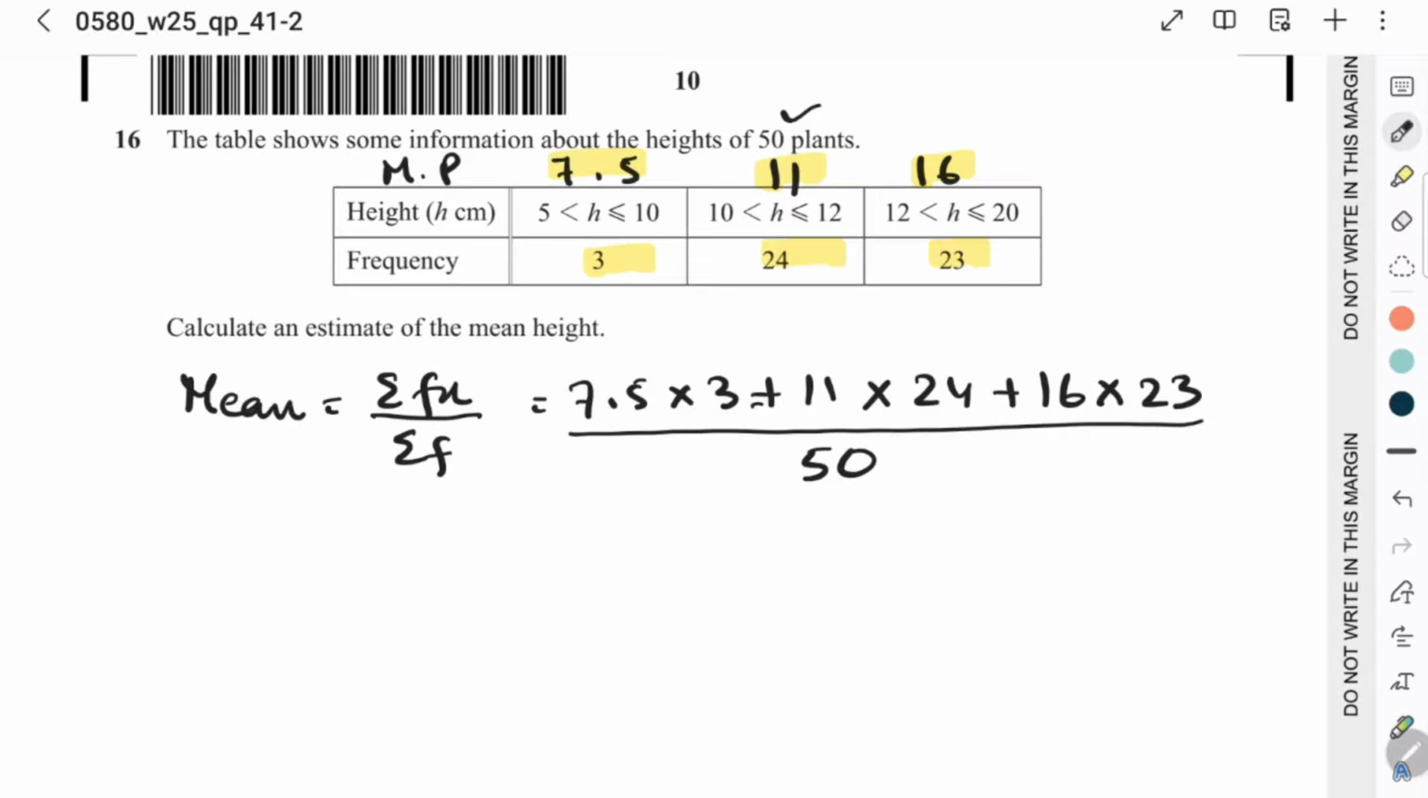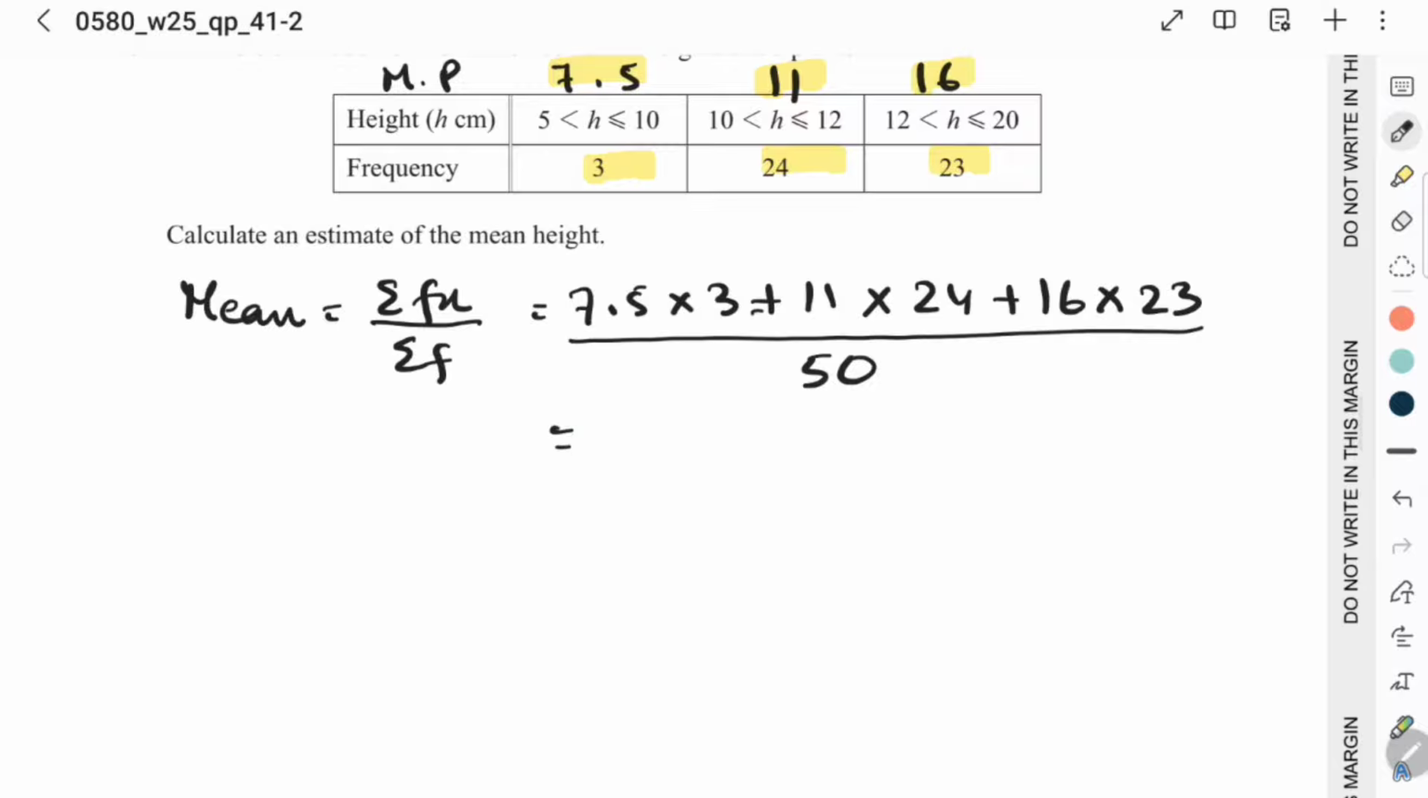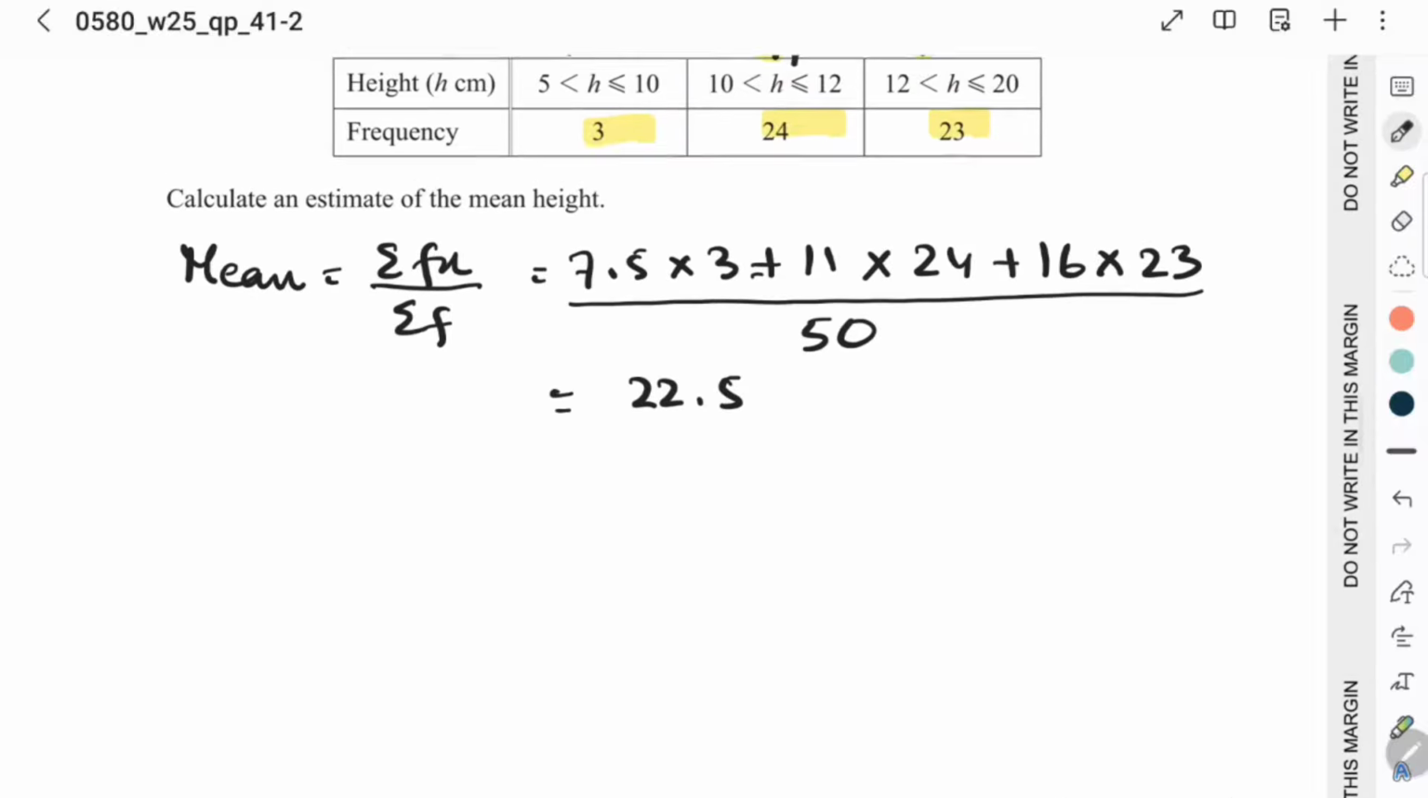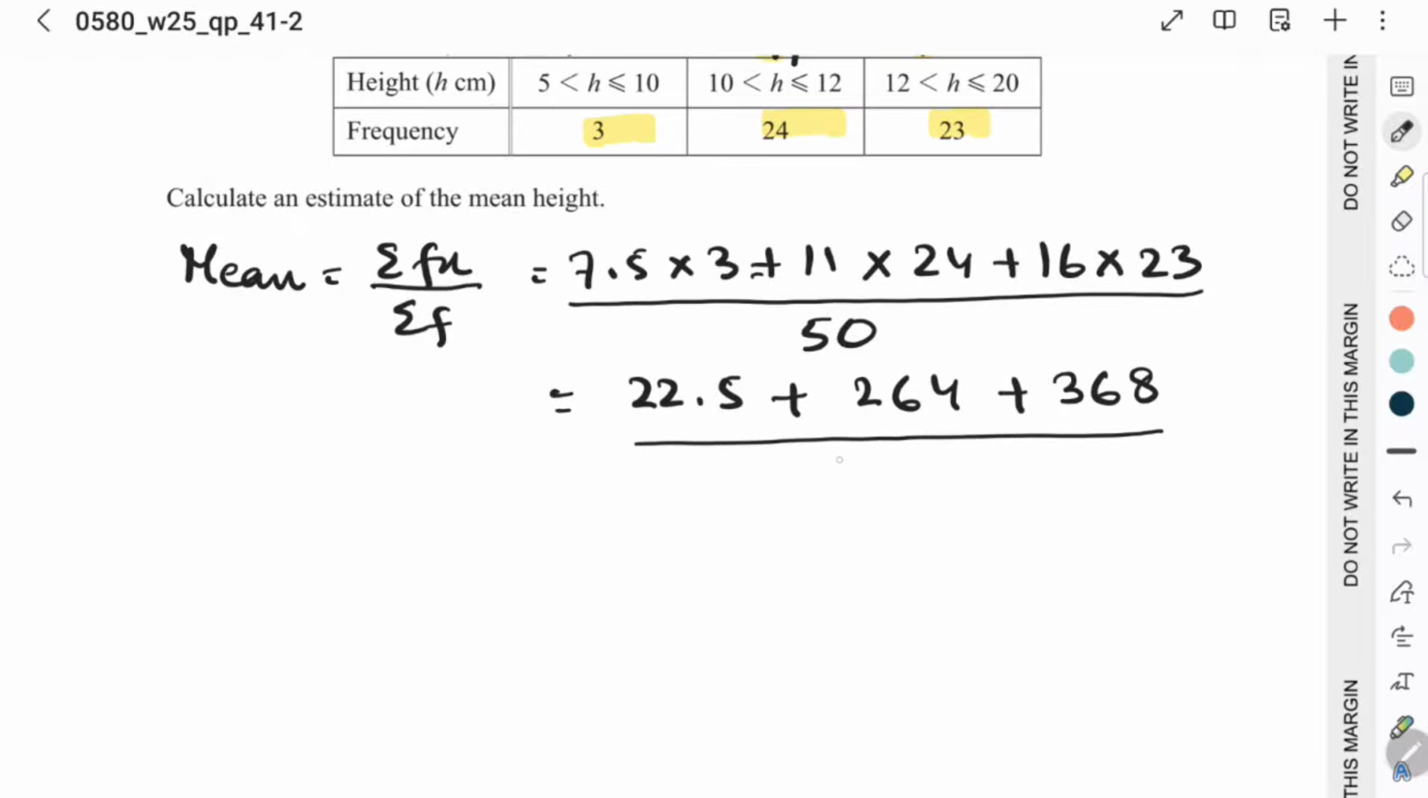Just check again. 7.5 into 3, 11 into 24, 16 into 23. 7.5 into 3 is 22.5, and then 11, this is a 4 mark question. That's why I'll have to write down everything. We cannot skip this step, remember. So 11 into 24 is 264, and 368 is the product of 16 and 23, and divided by 50. Add all of them together.